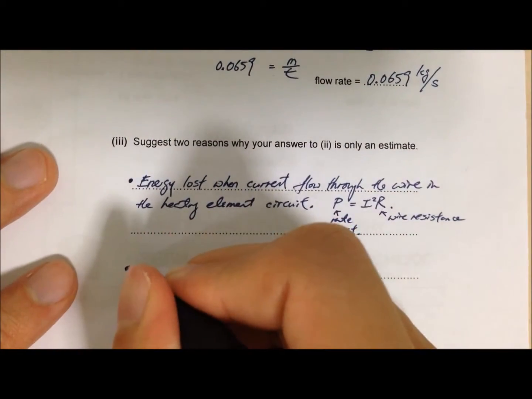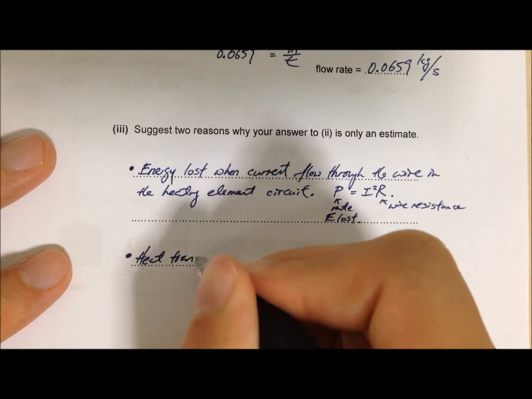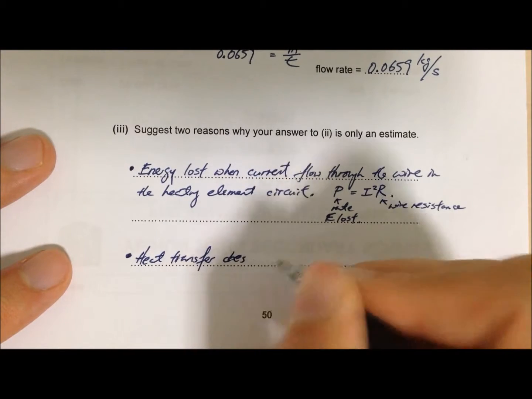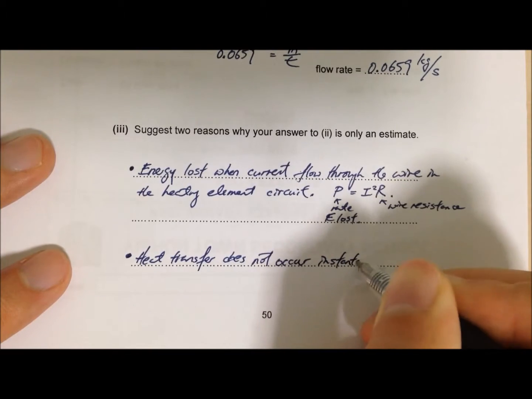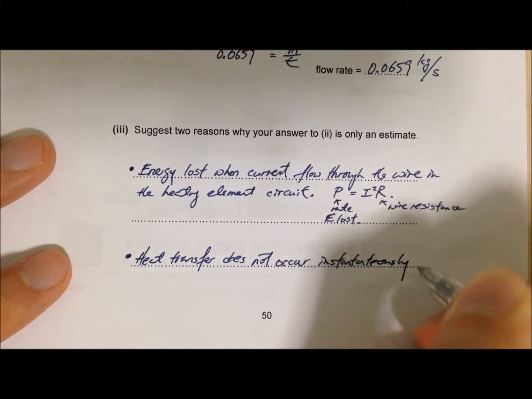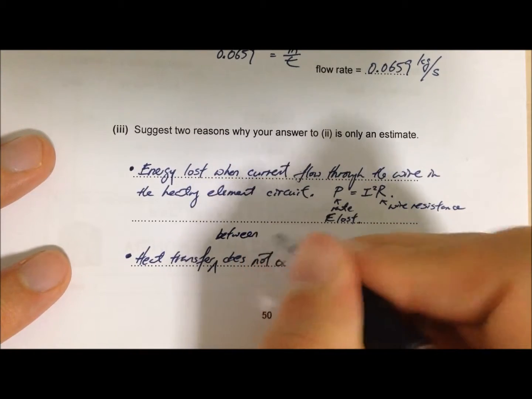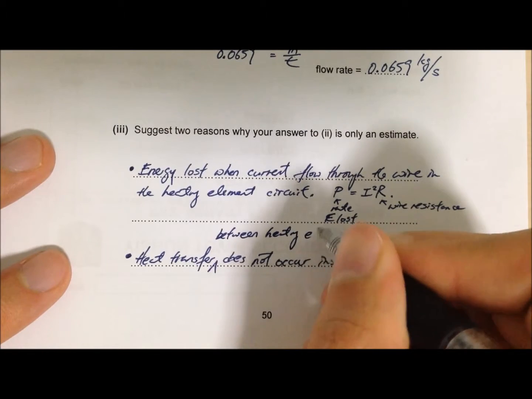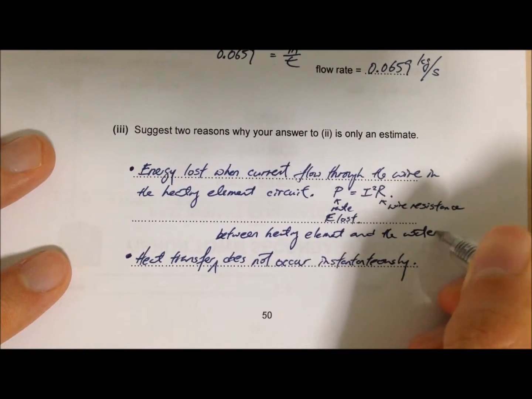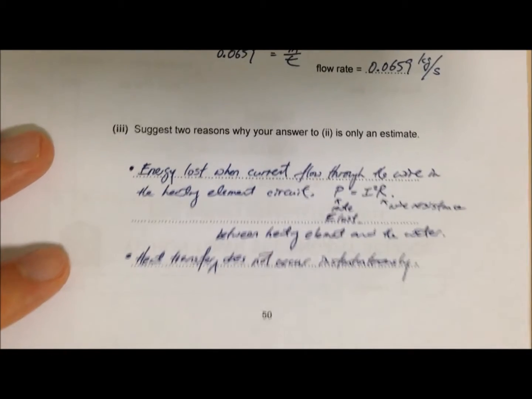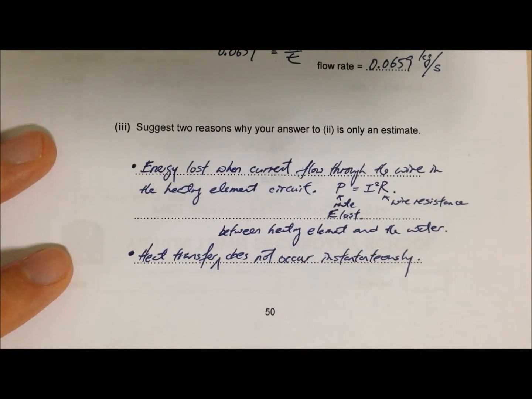Then the second reason is that the heat transfer does not occur instantaneously. The heat transfer, don't forget, is between what? Between the heating element and the water. Because the water is flowing, the water is not stagnant.